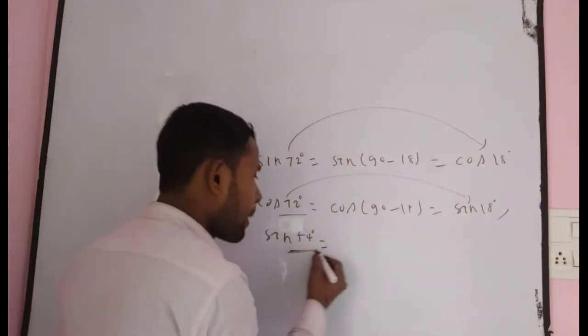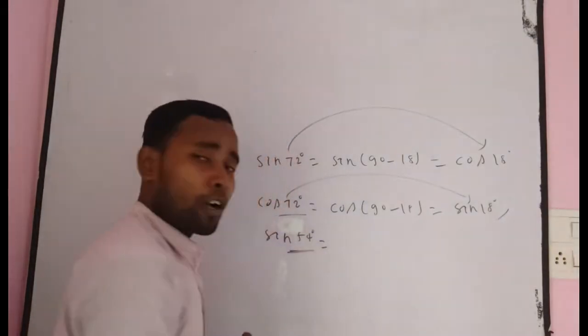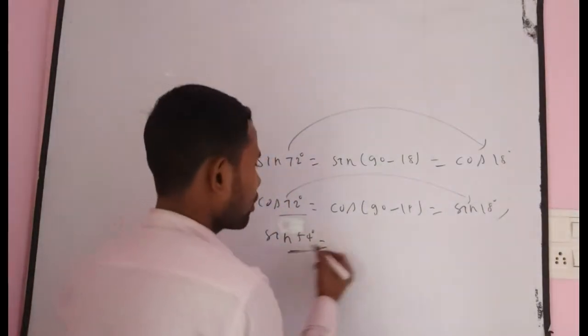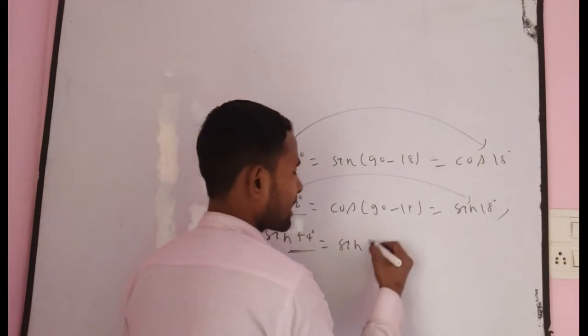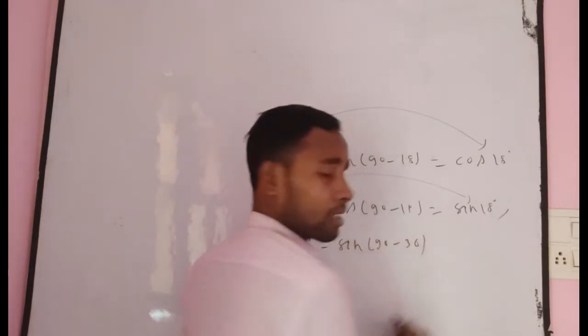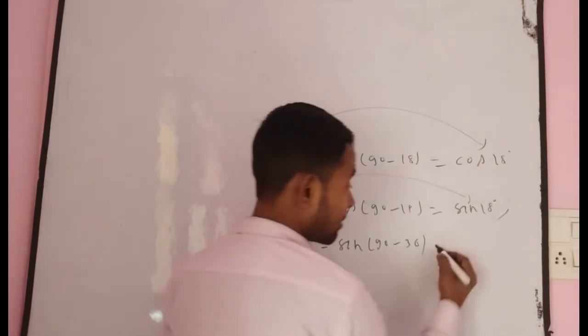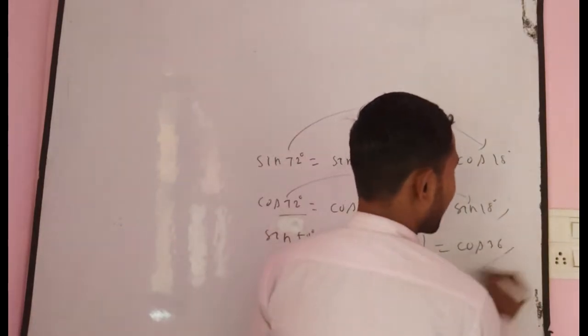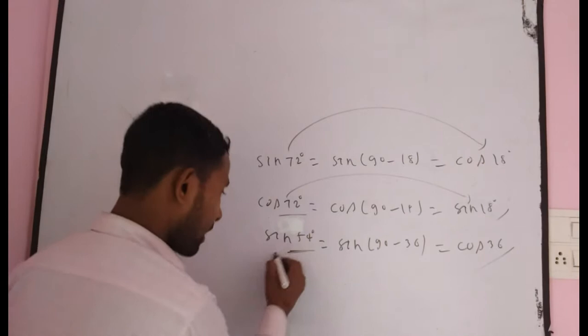Now here sin 54 degree. How can you find the value of sin 54? I have already told you sin 54 can be written as sin (90 minus 36). Now you have to apply sin (90 minus 36) is equal to what? Cos 36. And simply you can find it.